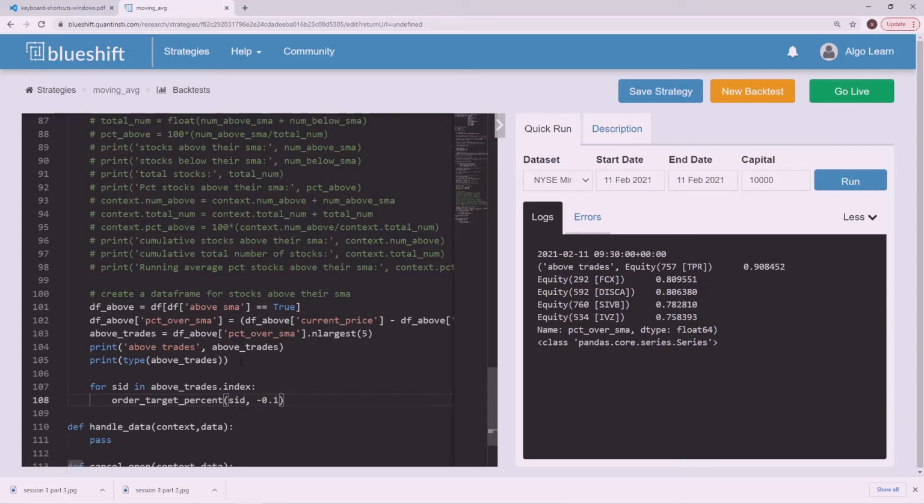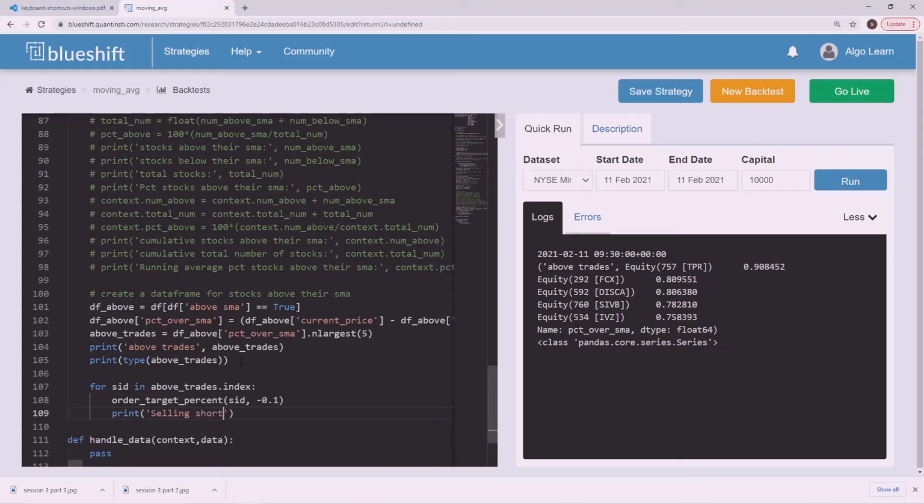So basically we're going to take 10% of the portfolio and allocate it to selling short this particular security. This is going to loop 5 times. So we're basically going to allocate 50% of our portfolio because we have these 5 stocks that we want to sell short. Each one's going to get 10%. And I just want to print so we could see it.